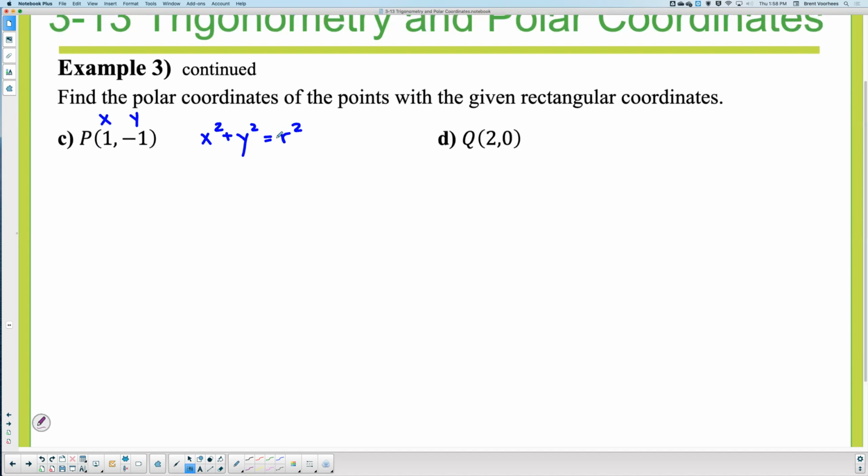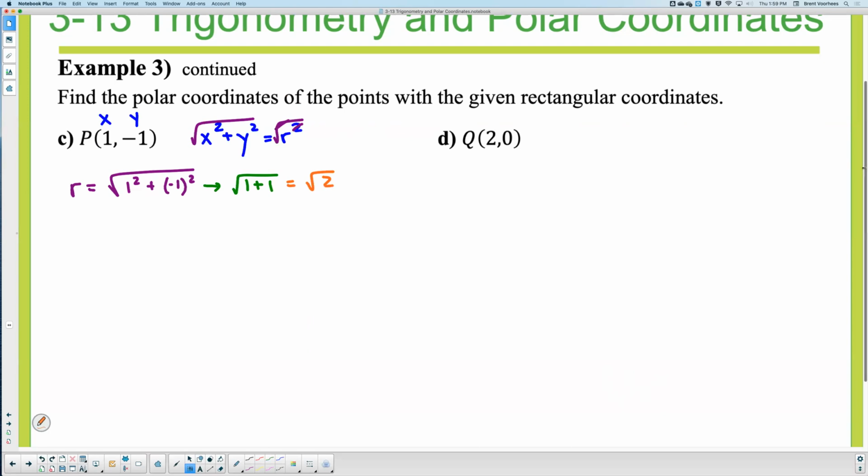Now by rule, r is supposed to be positive when you do this. So I'm not going to do the plus or minus. I'm just going to take it as a positive. So r will equal the square root of 1 squared plus negative 1 squared. Now I need to put that in parentheses. All I did is I plugged in my x and y. So that means r is the square root of 1 squared is 1. What's negative 1 squared? So 1 plus 1 is 2. R is the square root of 2.